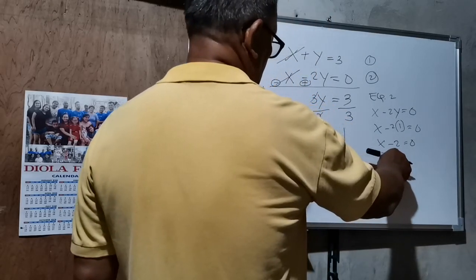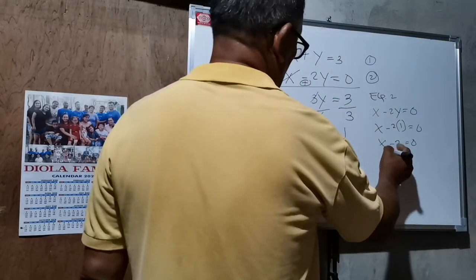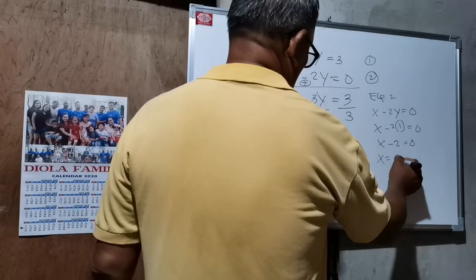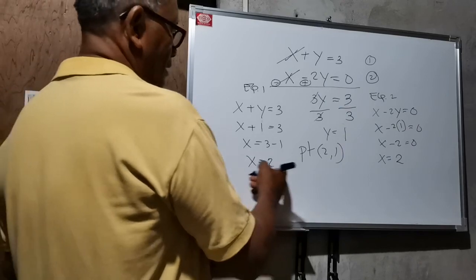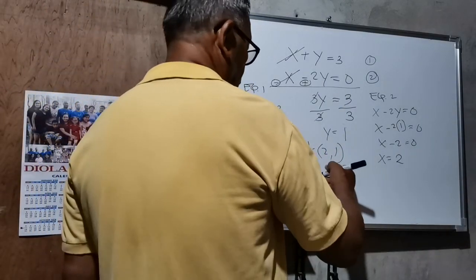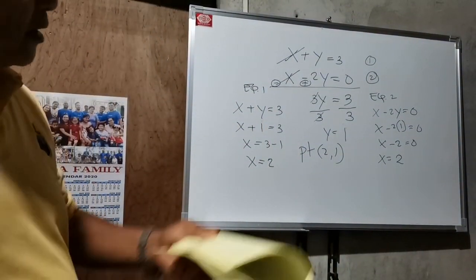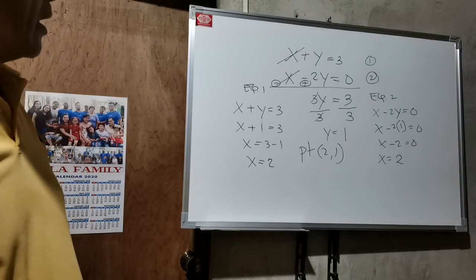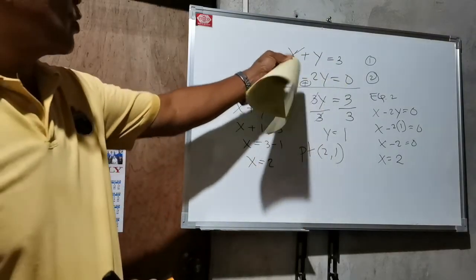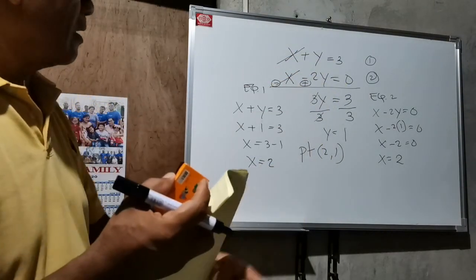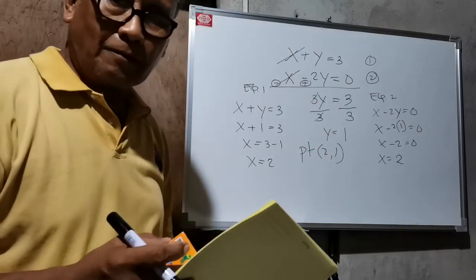Now, the number 2 here will be transferred to the right side of the equation. Negative, therefore positive. 2 is positive. Is it the same with equation 1? Yes, they are the same. Therefore, we are now sure that point 2 and 1 is the intersecting point of the two linear equations. We are now going to plot the graph of these two intersecting lines, and we are going to prove that our answer is correct.